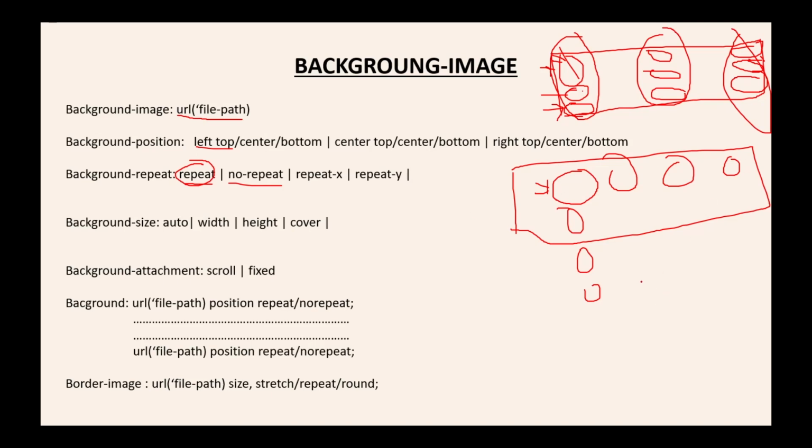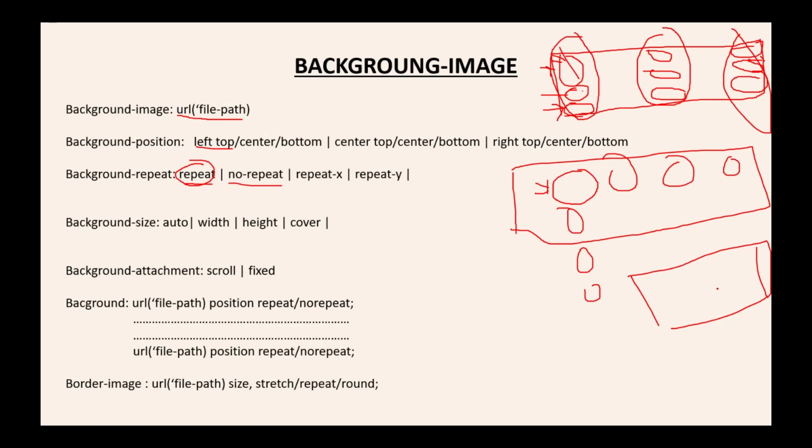Suppose there is a scroll bar. If your element has a scroll bar, that is the situation where we use this. It is generally used within the body tag. Suppose we apply a background image for the body tag and it has this scroll bar.